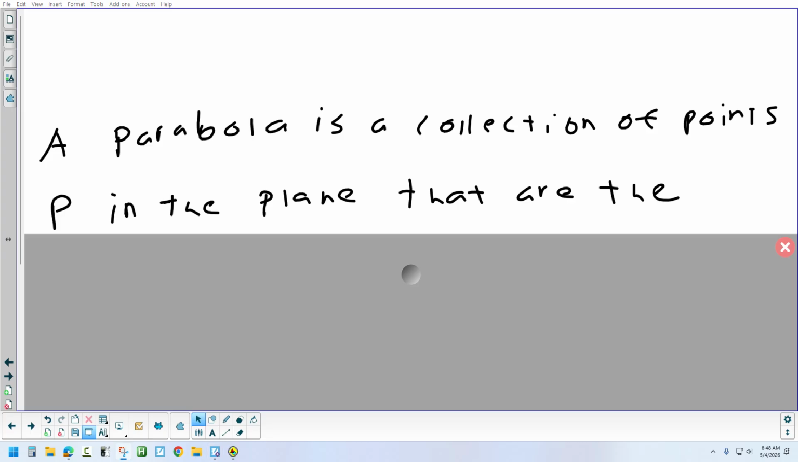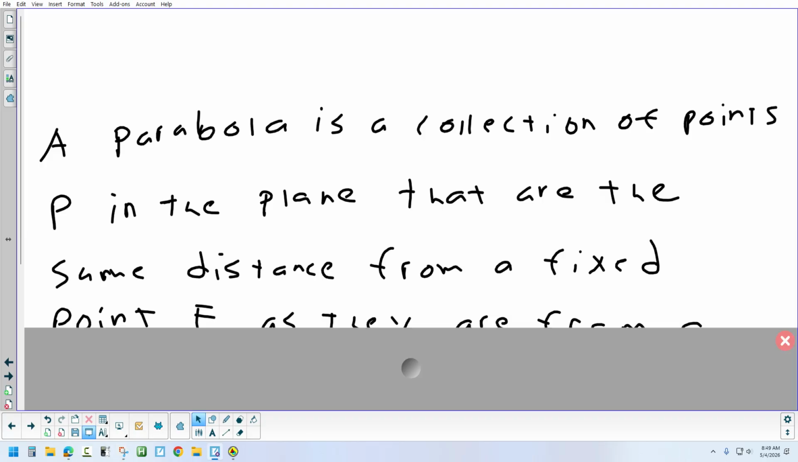First of all, every conic section is 2-dimensional. Conic sections are all flat shapes. And every definition of a conic section is going to start out with a collection of points in the plane that satisfies some condition. So a circle is probably the one that you're the most familiar with. It's a collection of points in the plane that are all equidistant from a single point we call the center. That's the definition of a circle.